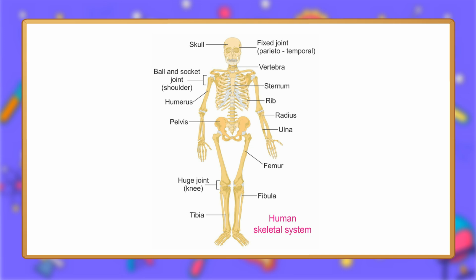Human skeletal system. Skull. Fixed joint parieto-temporal. Ball and socket joint shoulder. Vertebra. Humerus. Sternum. Pelvis. Rib. Radius. Ulna. Hinge joint knee. Fibula. Tibia. Parts of the skeleton. The skeleton consists of the following parts.